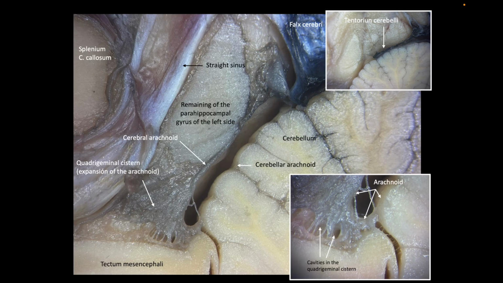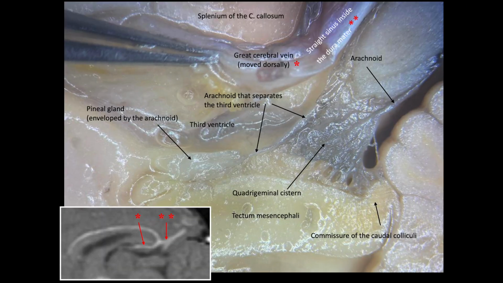form the quadrigeminal cistern. You can see on the image on the bottom right all these cavities that are in the quadrigeminal cistern that may be filled with CSF, giving rise to a quadrigeminal cyst. Now, what we do with the forceps is to move up this structure that contains the straight sinus and the great cerebral vein.